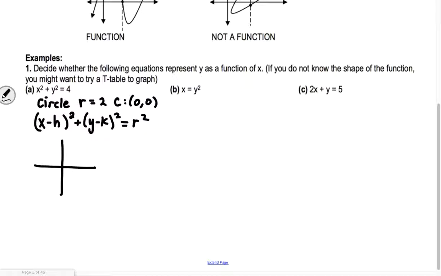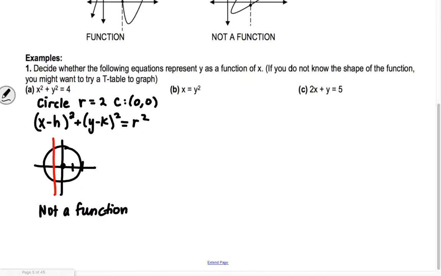So is this a function? Does it pass the vertical line test? It does not, so no, it's not a function. It's a relation. It's not a function, it's a conic section.